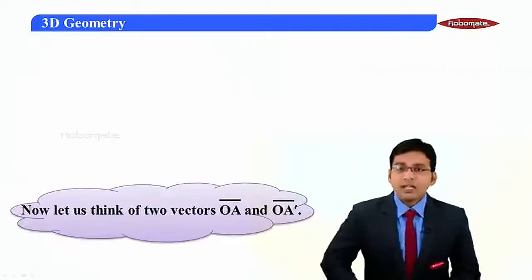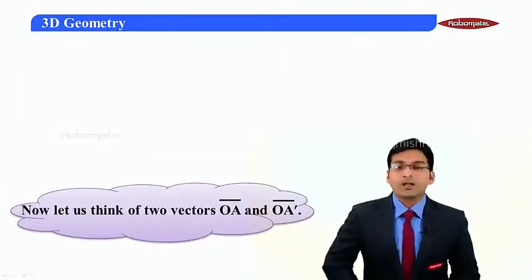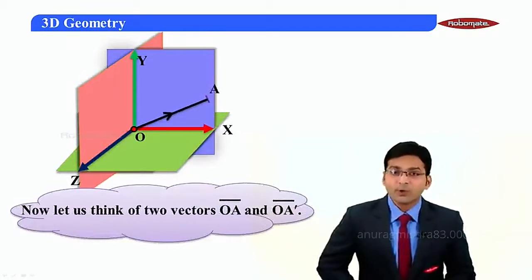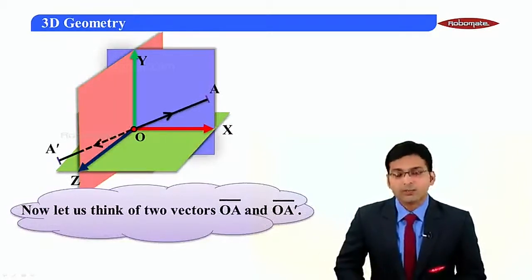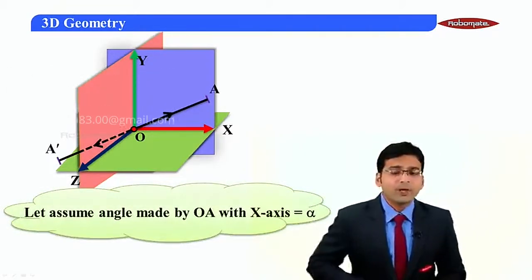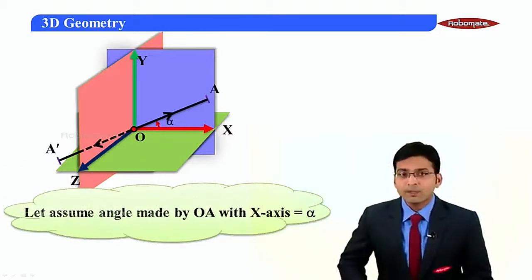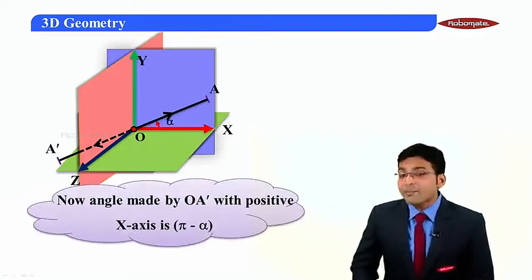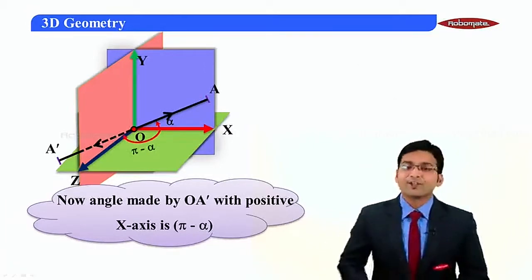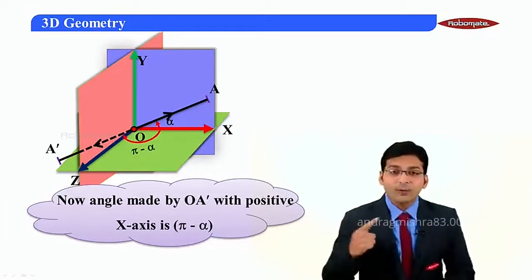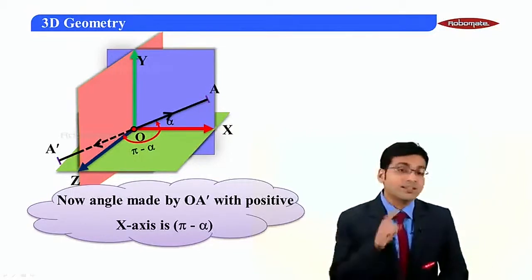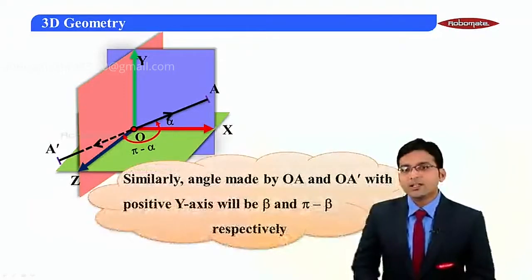Let us proceed. Now let's think of two vectors OA bar and OA dash bar. So here comes our coordinate system. There is a vector OA and there is a vector OA dash. Now let us think of direction angles for OA. Let's assume the angle made by OA with x-axis as alpha. So here is alpha. So the angle made by OA dash with positive x-axis will be pi minus alpha students. So for one vector OA, if alpha is the direction angle, then for the opposite vector OA dash it is pi minus alpha.